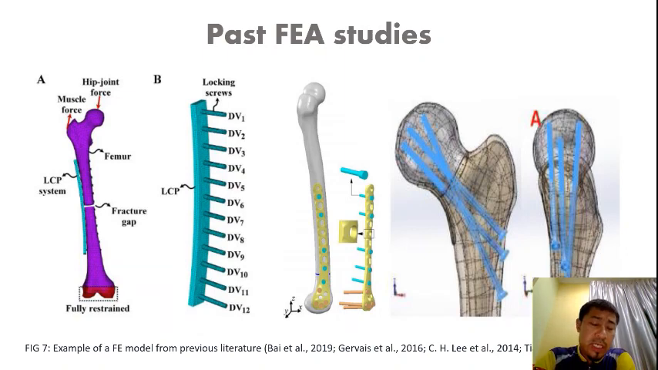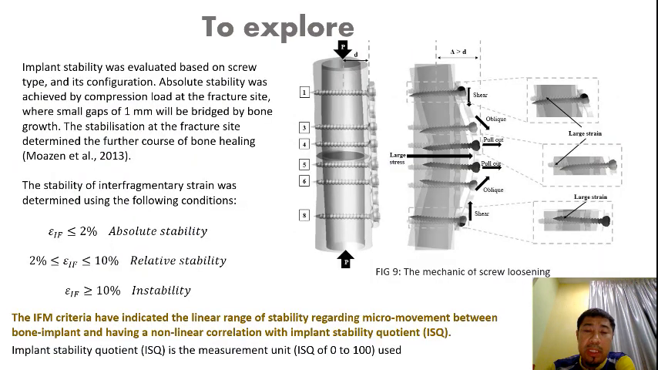Figure 7 shows the example of FE model from previous literature, and what I want to highlight here is that none of them concentrate on how to come up with a stability value, or how to configure the primary stability of the fixation in regards to the formation of soft tissue and hard tissue.